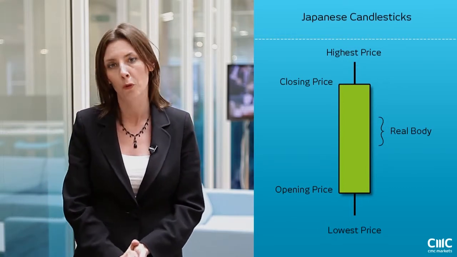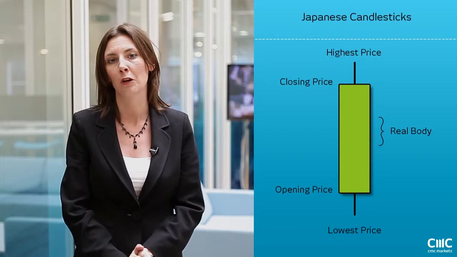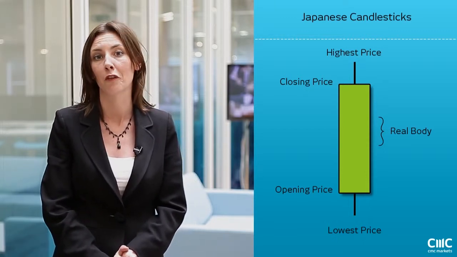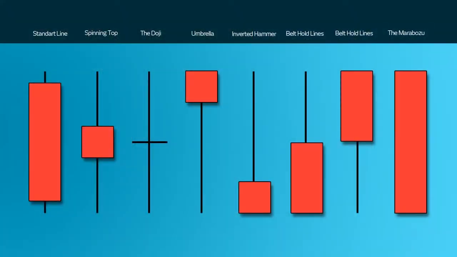But the single most important bit of information is the closing price, because that will often indicate where the next price will be for the stock or index. Generally speaking, the longer the body is, the more intense the buying or the selling pressure. And conversely, short candlesticks would indicate little price movement and could represent consolidation. This is the standard line that we can see here, which is red, which indicates a lot of selling pressure.